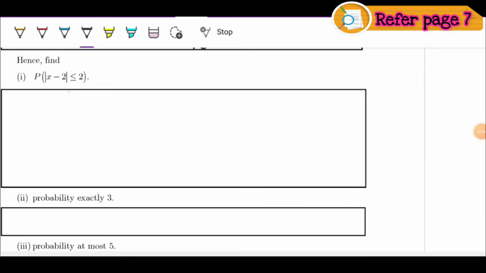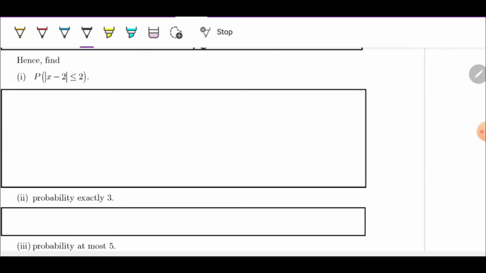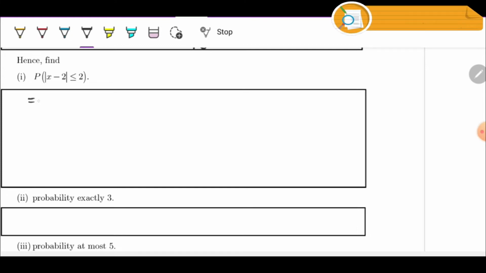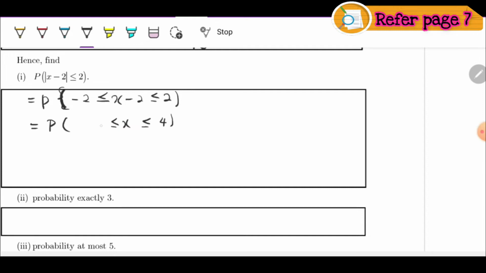Hence, find the probability of modulus x minus 2 less than or equal to 2. Firstly, we must define the modulus. So it becomes x minus 2 less than or equal to 2 and greater than negative 2. Simplify: 2 plus 2 we get 4, and negative 2 plus 2 we get 0. We must find the probability where x is less than or equal to 4 and greater than 0.